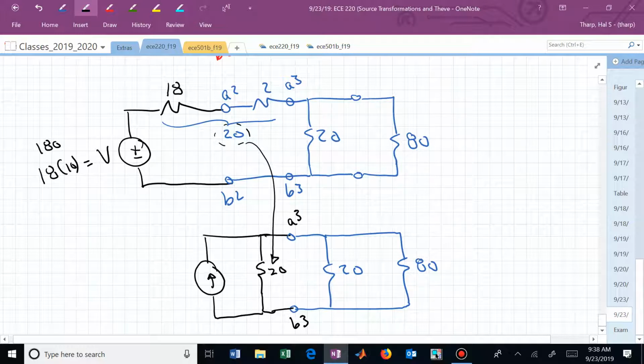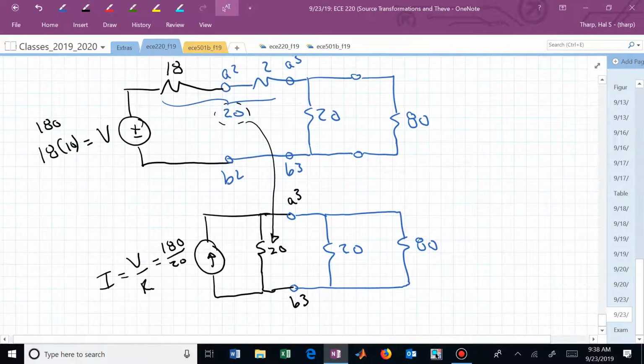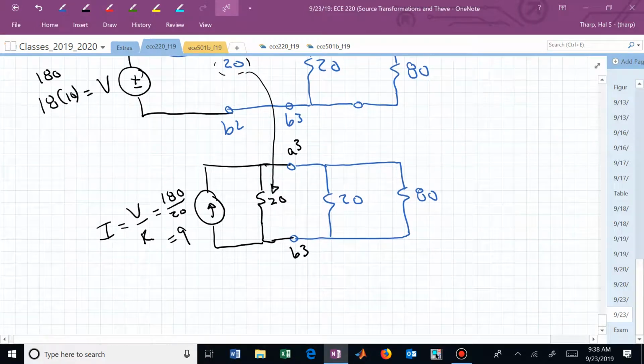Isn't it the 20? And what's my current source? I had a voltage source of 180 and a resistor of 20. Isn't that what that is? Which is 9. Now what can I do? Hint, hint. I have 20 in parallel with 20. That becomes 10.